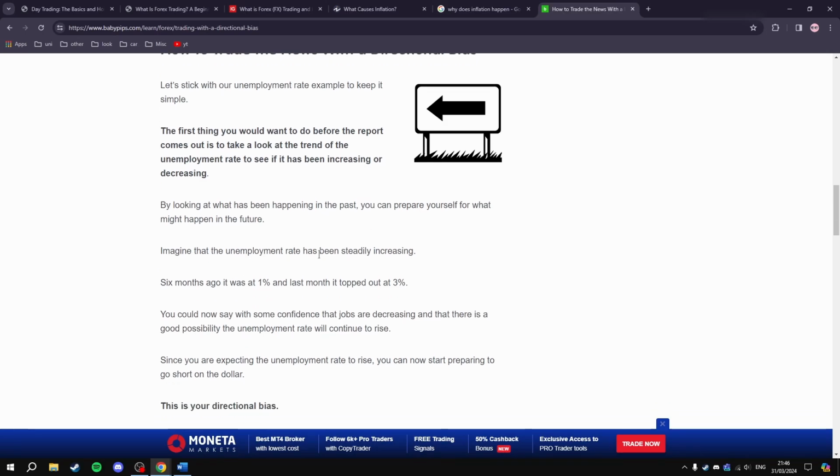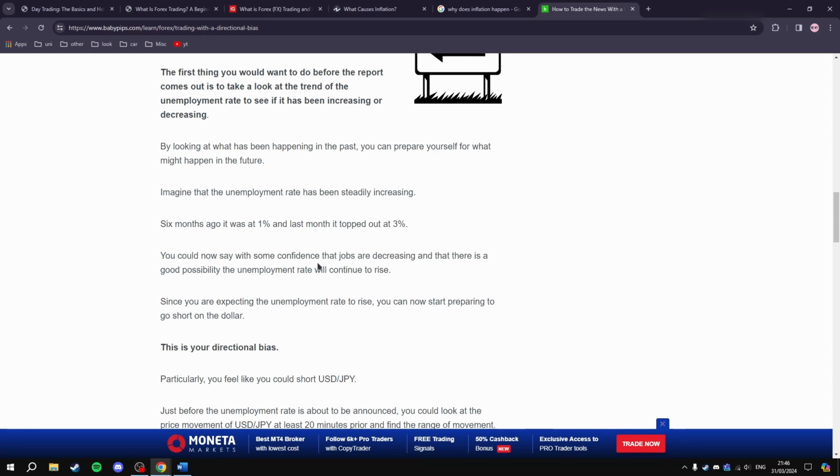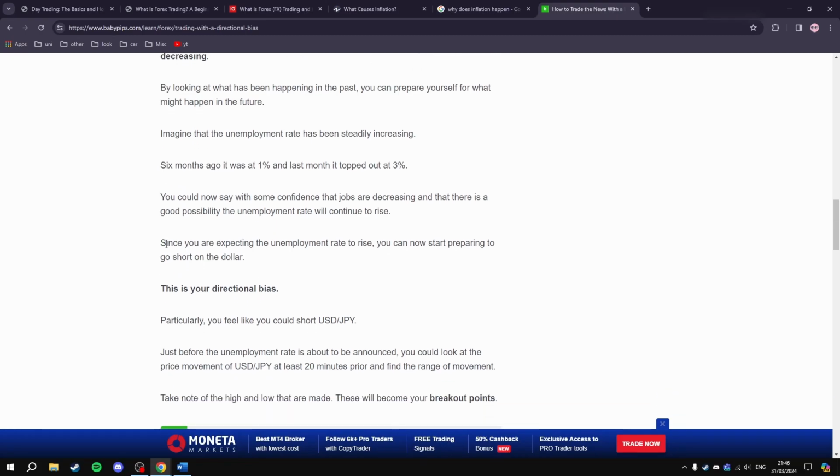By looking at what's been happening in the past, you can prepare yourself for what might happen in the future. Imagine that the unemployment rate has been steadily increasing. Six months ago it was at 1% and last month it topped out at 3%. You can now say with some confidence that jobs are decreasing and that there is a good possibility the unemployment rate will continue to rise. Since you are expecting the unemployment rates to rise, you can now start preparing to go short on the dollar.